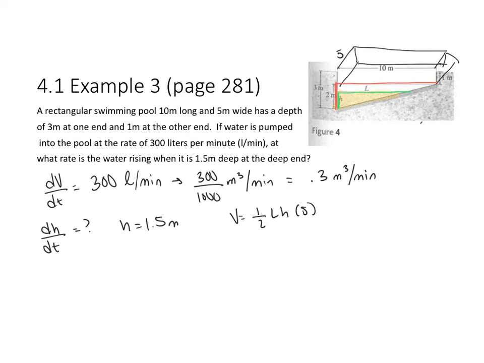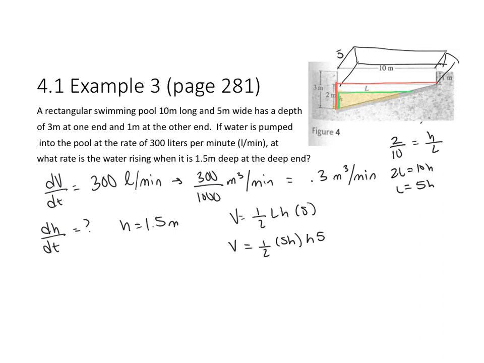And by similar triangles, I know that these are proportionate. So 2 to 10 is the same as h to L. We're going to solve for L, so we'll cross multiply. We get 2L is 10h, meaning L is 5h. So now let's substitute that back in.